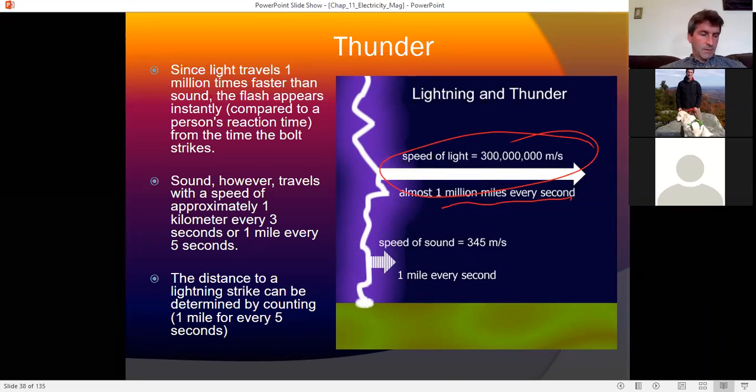Sound, I've got to correct this, travels a mile every 5 seconds. So again, if you see a flash, you can count. If it takes 5 seconds for the thunder to arrive at your ear, that means it's a mile away.